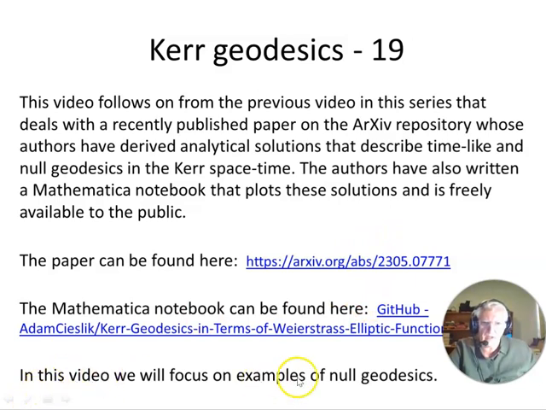Now, in this video, the second of this two-part series, I'm just going to concentrate on the null geodesics. Last video I did time-like geodesics. These ones will focus on the null geodesics.